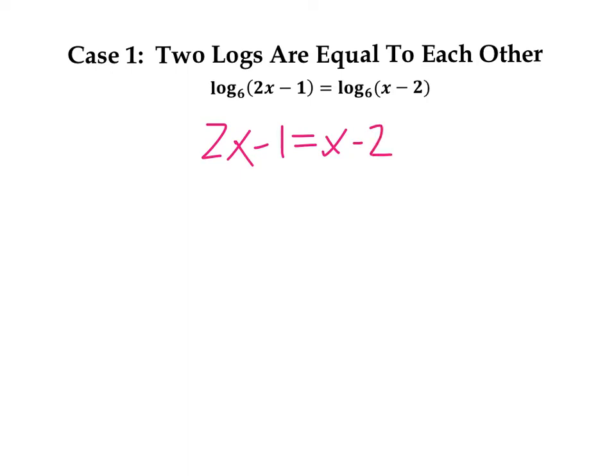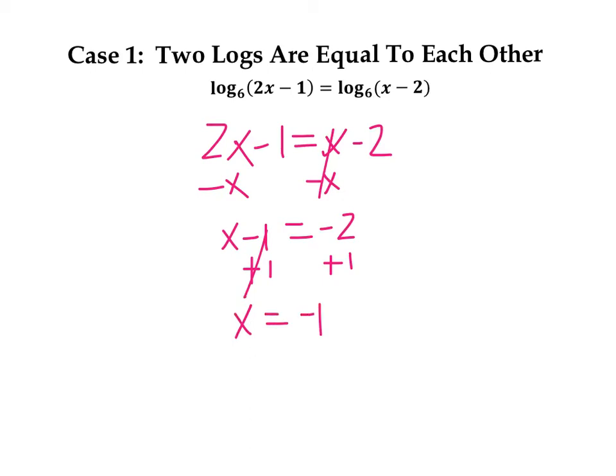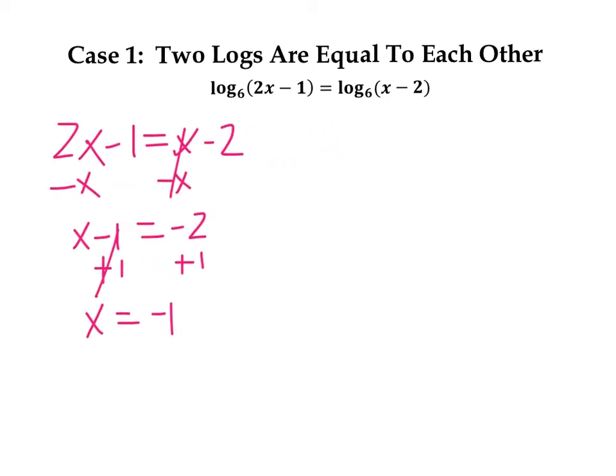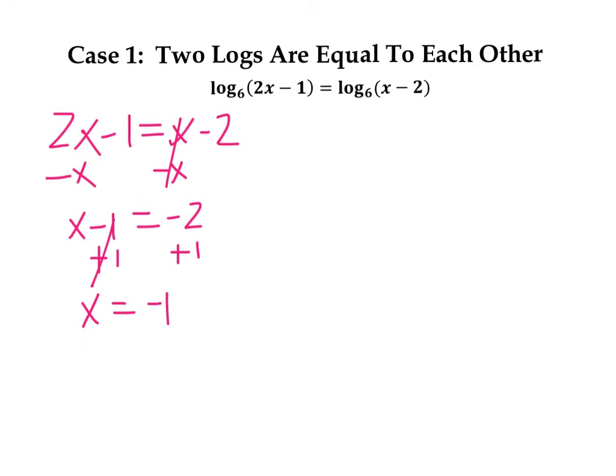We're going to solve for x by moving everything to the left. We're going to move the x first, subtracting x on both sides. We're left with x minus 1 equals negative 2. Move the 1 over. x equals negative 1. So we're going to naturally put this back inside and check that the solution is true.